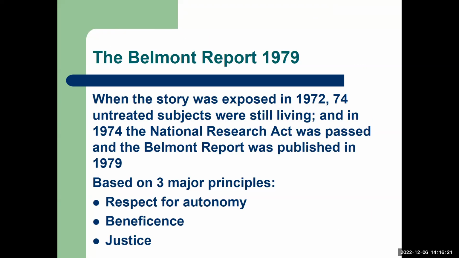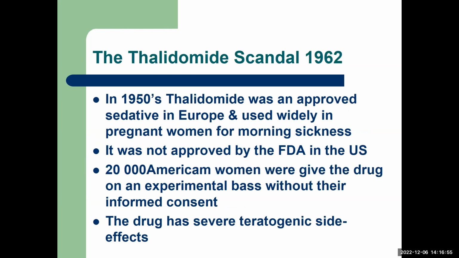So when the story was exposed in 1972, 74 of those 400 men were still untreated and living. And in 1974, the National Research Act was passed, and the Belmont Report was published in 1979. And this was one of the first tenets for ethical research. It was based on three major principles: respect for autonomy, beneficence, and justice.